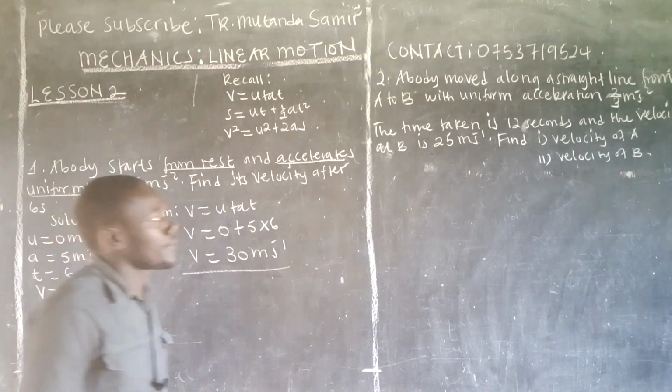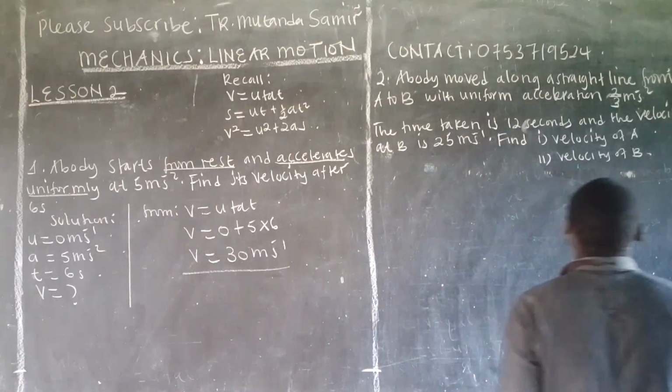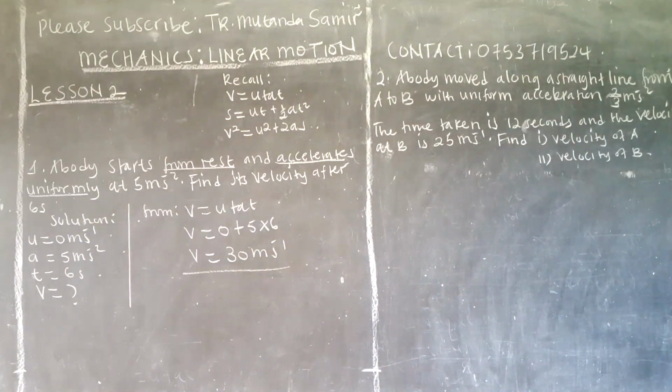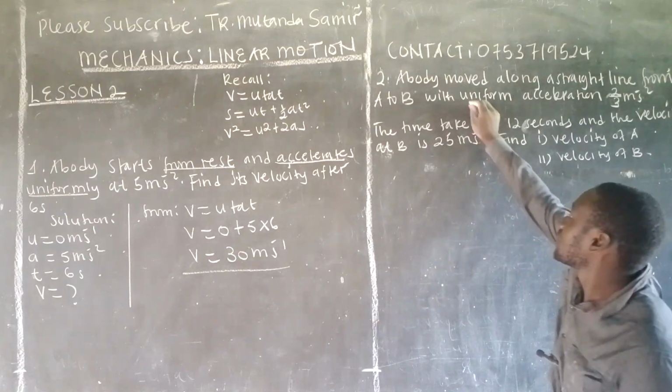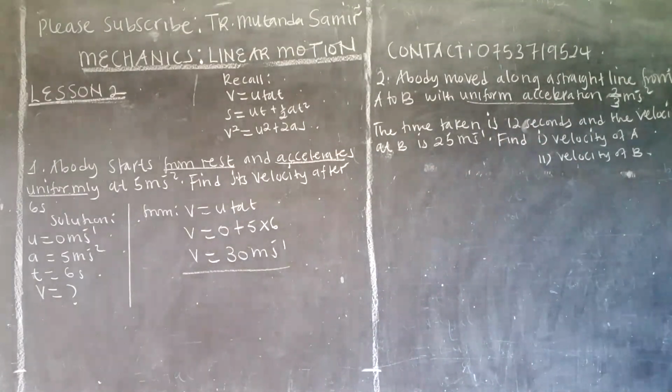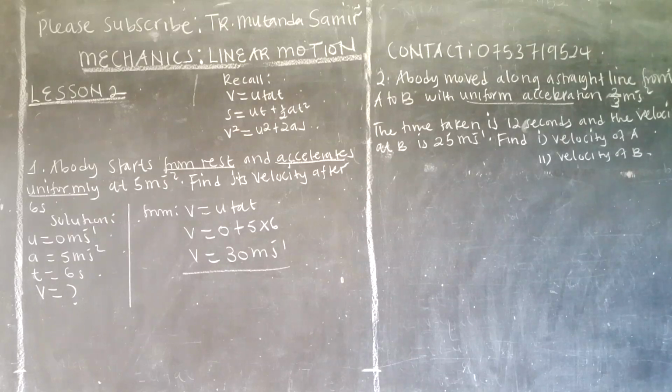Number 2, they're saying a body moved along a straight line from point A to B with a uniform acceleration. This one, uniform acceleration, implies you're going to use those equations there. Acceleration is 2 over 3 meters per second squared. This tells you that this is the SI unit for acceleration. You go to video 1 in the playlist to see how we explained that. Okay, good. The time taken is 12 seconds and the velocity at B is 25 meters per second. Find Roman number 1, then Roman number 2.